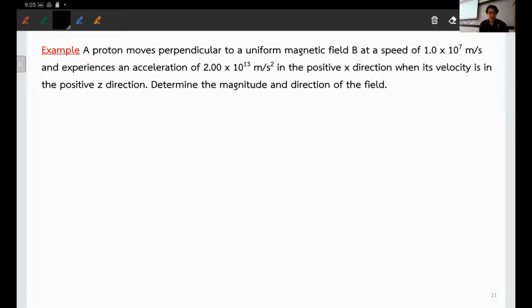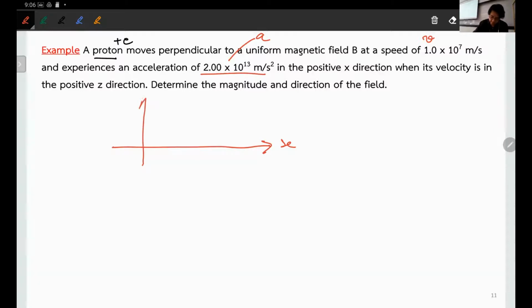All right, okay, let's try this one. Just a quick practice of those formulas. A proton, so when you see proton it means it has a positive e charge, so that's no problem. Moves perpendicular to a uniform magnetic field at the speed given, so that will give you the velocity already. Experiencing an acceleration, oh, all right, so that gives you the acceleration in the positive x direction. So let me give you an x-axis. When its velocity is in the positive z direction, so actually it's moving up over here. So velocity is up, okay?